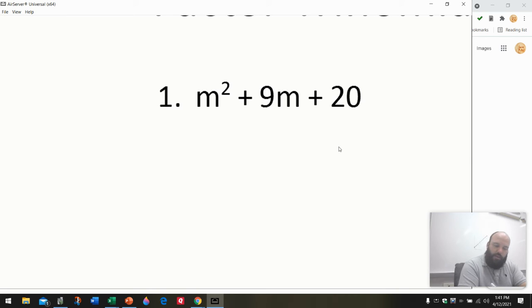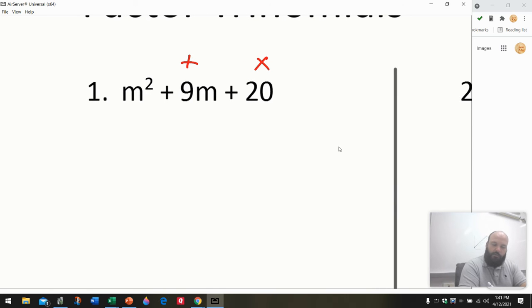And the first thing we do is we draw a plus sign above the middle term and a multiplication sign above the last term. Now, this is assuming, of course, that your expression is in standard form. It needs to be a quadratic trinomial in standard form. Once we've written the plus and the multiplication, we start with the multiplication and we write all the factors of 20 out. So we'll write 1 and 20, 2 and 10, and then 4 and 5.